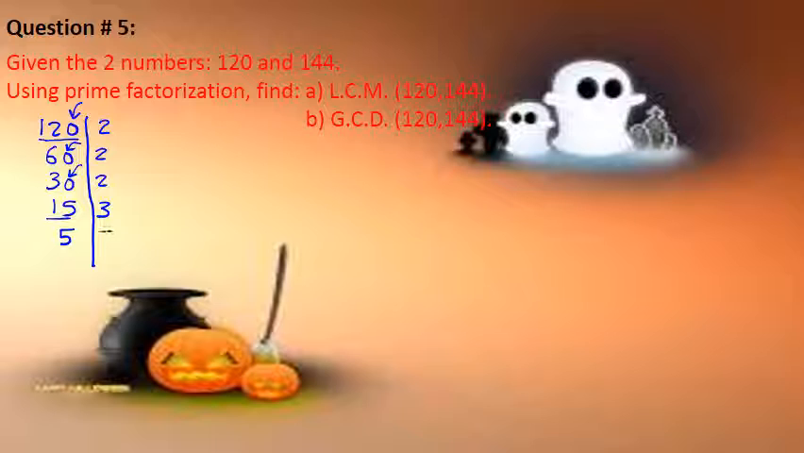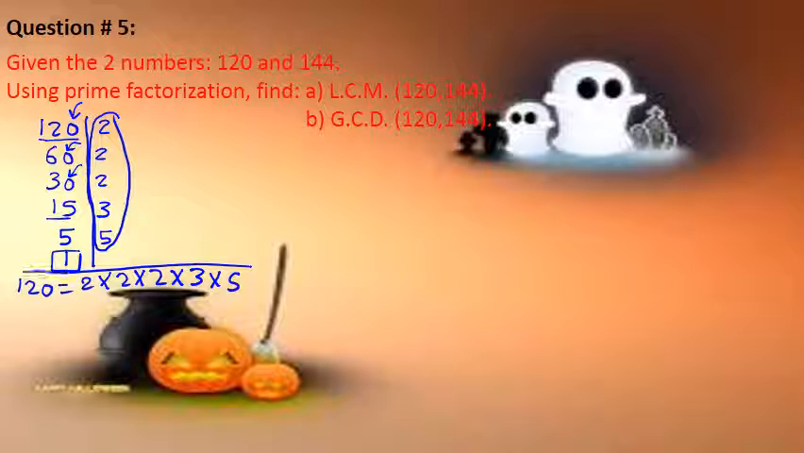5 is a prime number, it can only be divided by 5. When the answer of division is 1, we stop. These are the prime factors of 120. So we write 120 equals 2 times 2 times 2 times 3 times 5. These are the prime factors of 120.